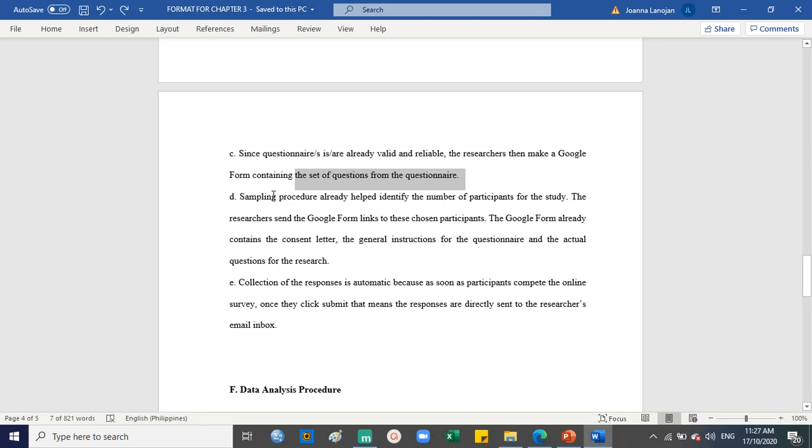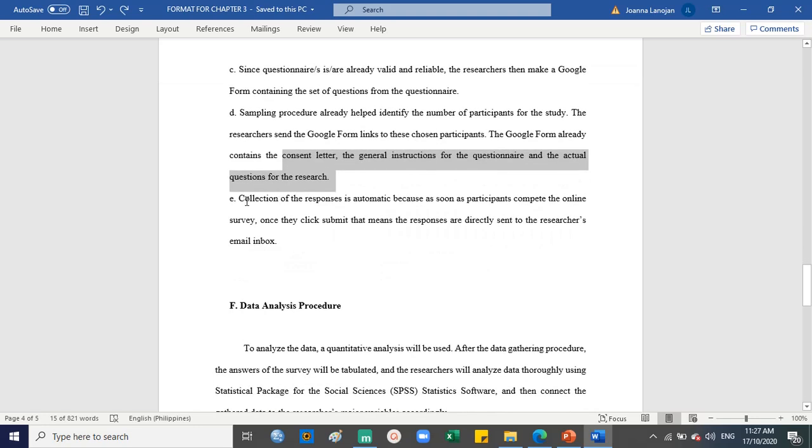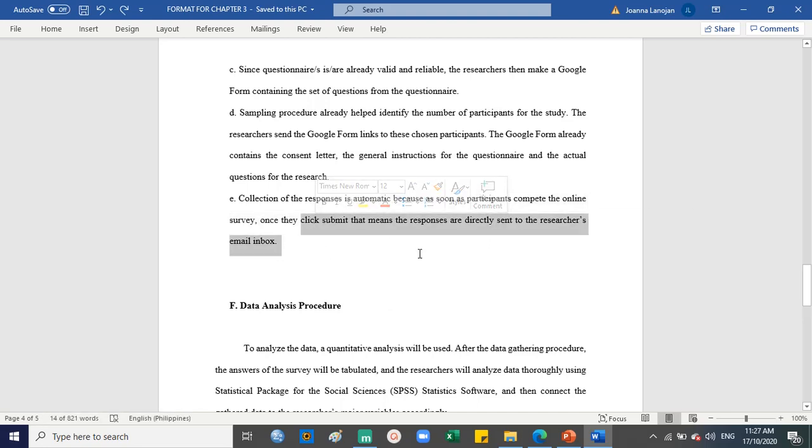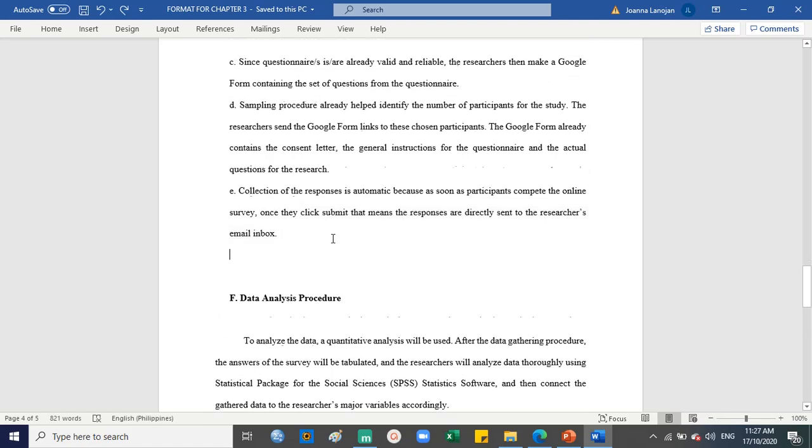Okay. Sampling procedure already helped identify the number of participants. The researchers then send the Google form links to the chosen participants. The Google form already contains the consent letter, instructions for the questionnaire, and the actual questions. Okay, and the collection of responses is automatic as soon as the participants complete the online survey. Once they click submit, it means the responses are already sent to the researcher's email inbox.